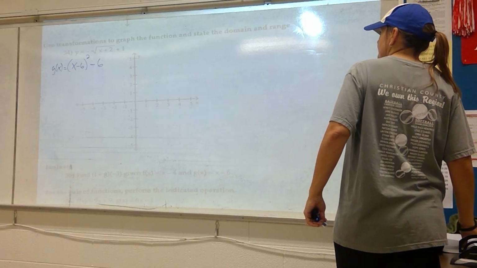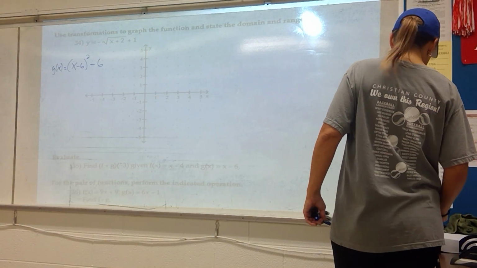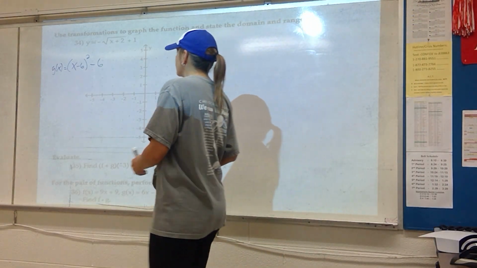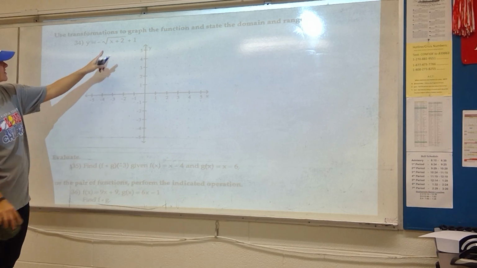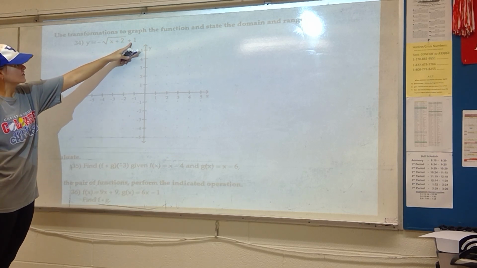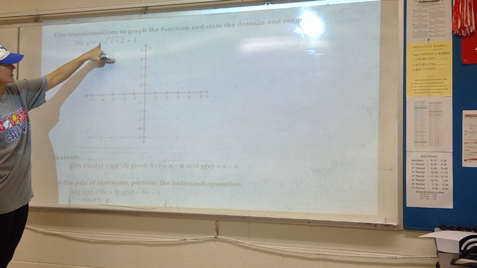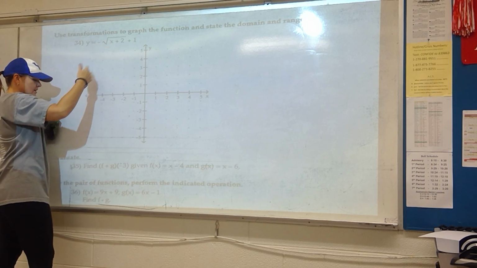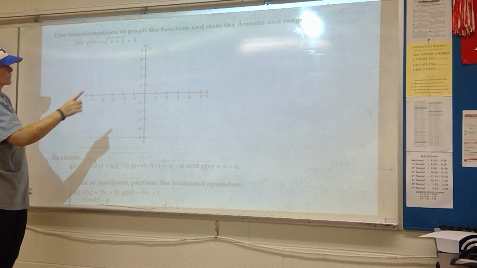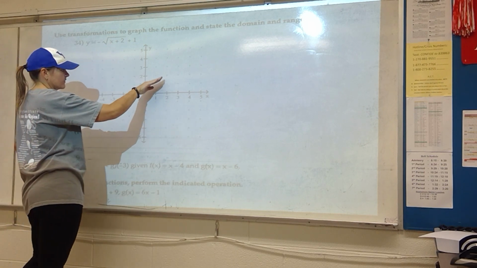34. Use transformation to graph the function, and state its domain and range. Well, obviously you can use a graphing calculator. I know it's going to go left 2, up 1, but the negative is a reflection. The negative is with y, so we're going to reflect over the x-axis.